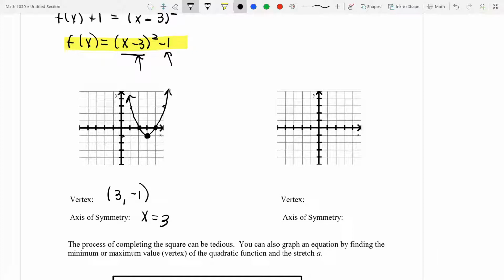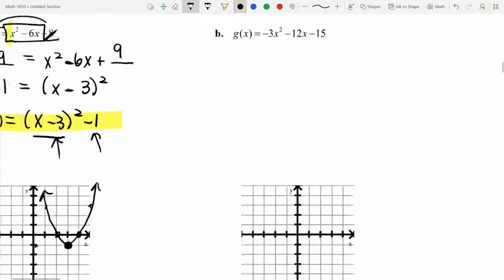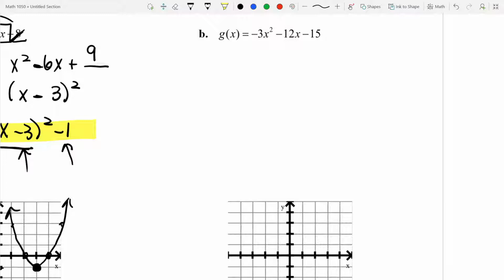Raise your hand. Okay, here's where my period 4 started freaking out. So I'm going to slow down and you're going to pay good attention. Okay, this one's going to be tougher. Everybody stick right with me. How do I know it's going to be tougher? Because that -3, right? I'm going to have to factor out a -3. So watch with me, okay?